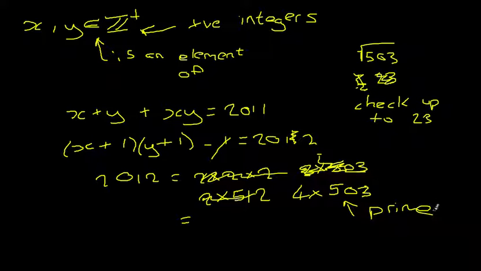Okay. So then this is a prime factorization. So if we want to split 2012 into 2 factors, then the possible ways of splitting it up into a product of 2 things are 2 times 1006, 4 times 503, and that's it, I think, yeah.